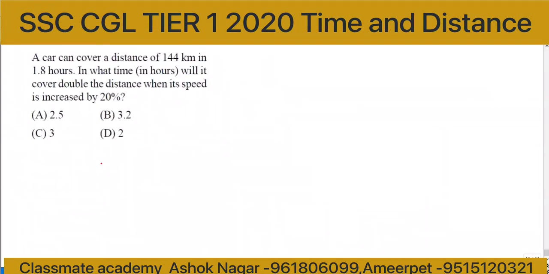A car can cover a distance of 144 kilometers in 1.8 hours. In what time will it cover double the distance when the speed is increased by 20%?